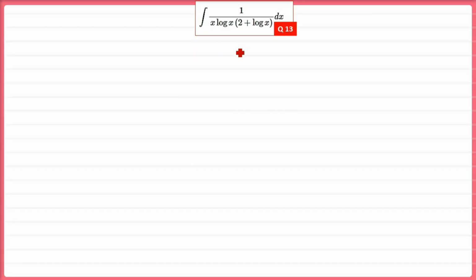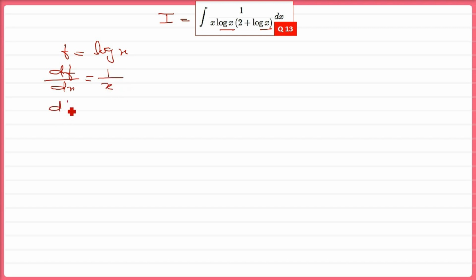Integration of 1 by x log x and (2 plus log x). Now at first view it seems, what do we do with this log x? But if you take this log x and try to convert this integration into the partial fraction way, it will be quite easier. That is, if you take t equals to log x, or replace t with log x, this dt by dx will be equal to 1 by x.